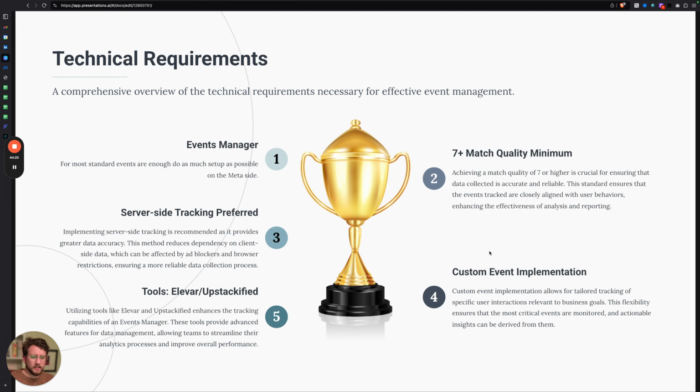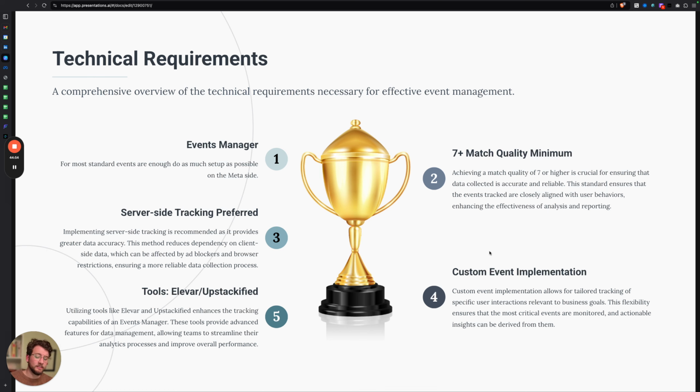Now looking at some of the technical pieces here. So on the events manager side for 2025, standard events, Shopify integration, doing all the API stuff, just do all you can in platform, okay? And if you have a 7+ match quality, you're pretty much good on the purchase add to cart level. If you have that 7+, you're in a good place. You really don't need to worry too much about custom server-side tracking or anything fancy like that.